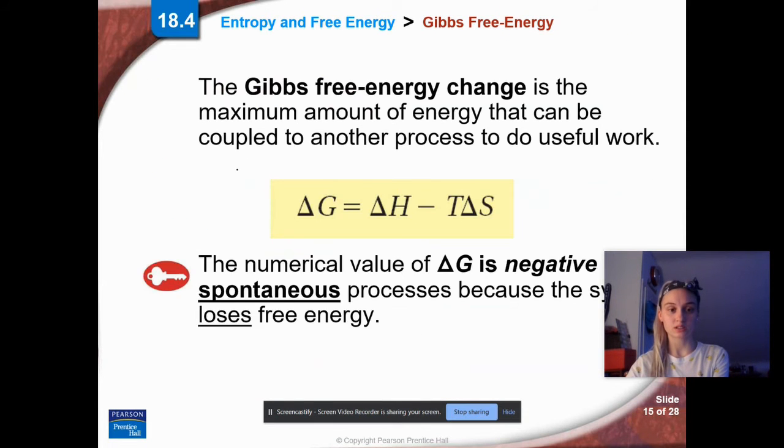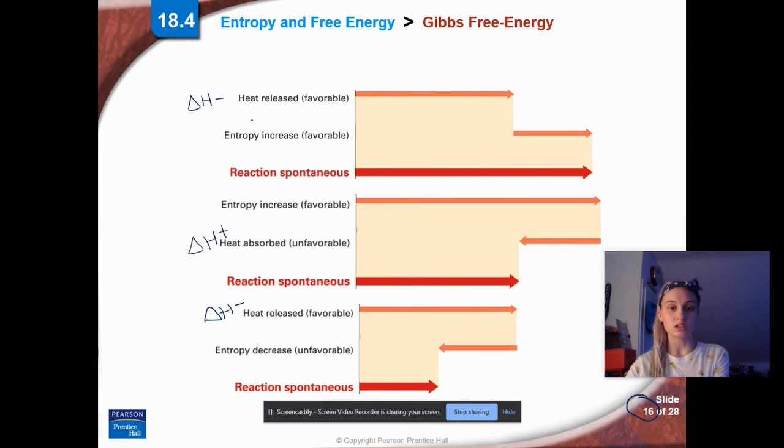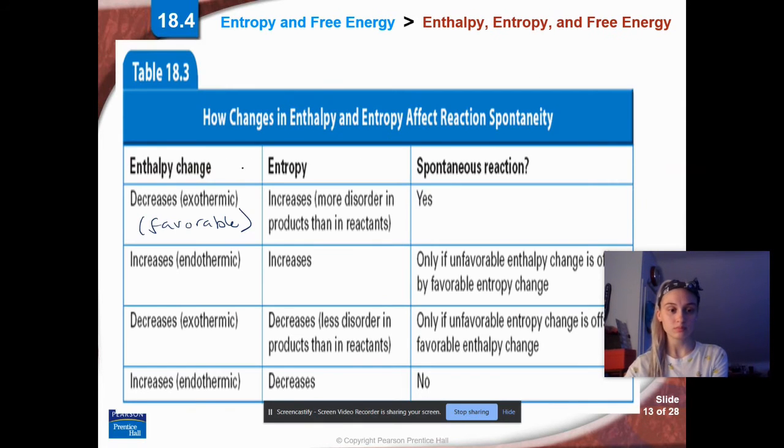Remember from this that delta H being negative, which is exothermic, is favorable. So I'm just going to go through and label all my delta H's. Okay, and so we know this is favorable. We know an increase in entropy is also favorable. And so if we have two favorable things, that will result in a spontaneous reaction.